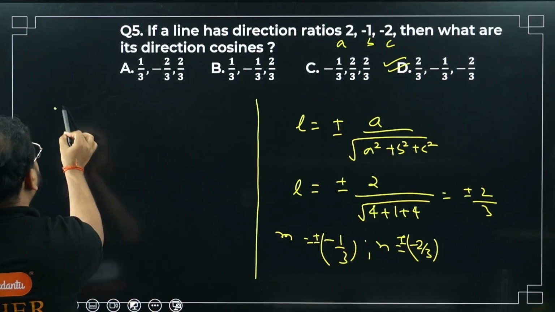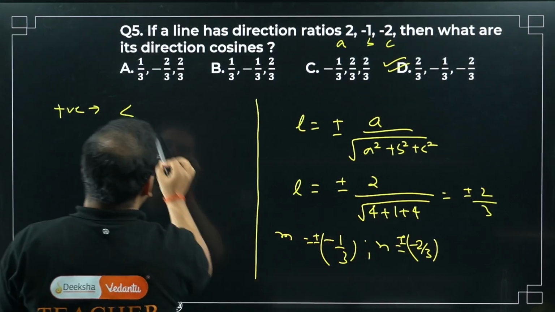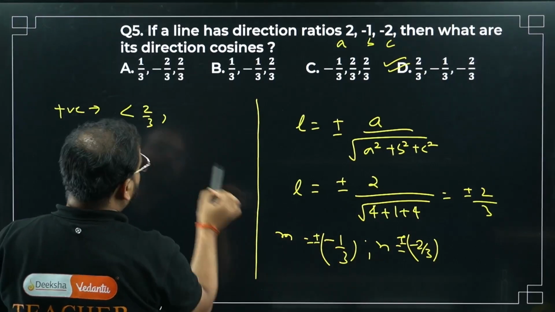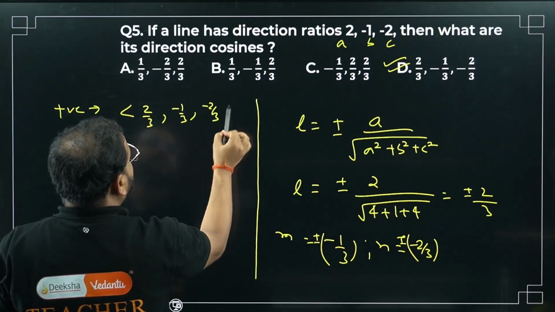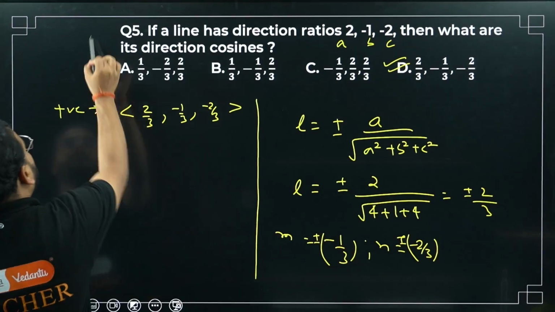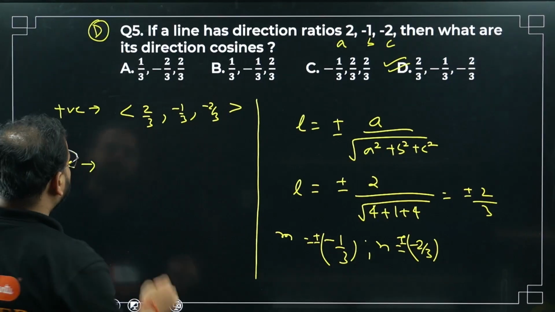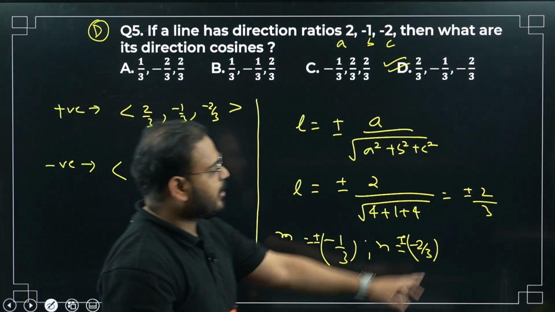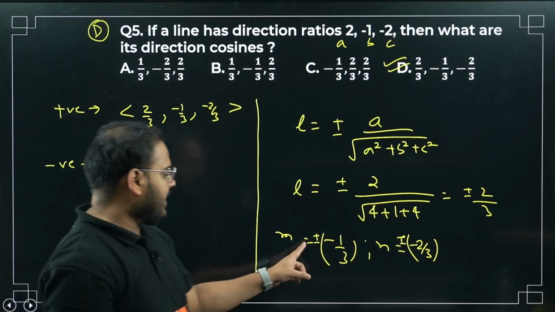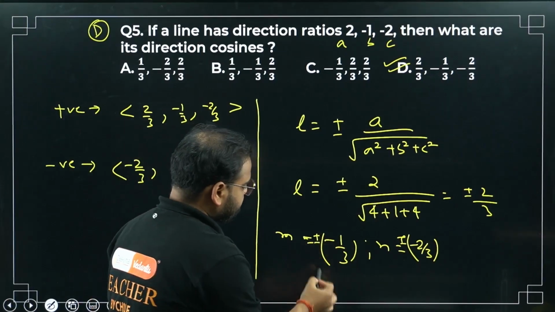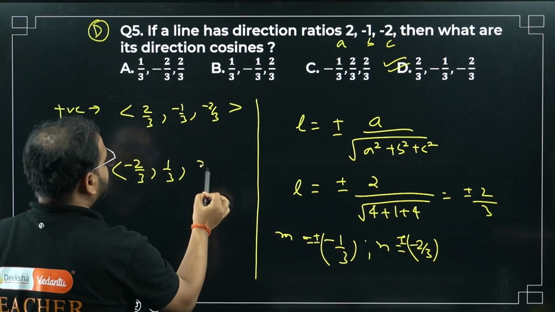If I'm taking only positive sign, I'll get 2 by 3, comma, minus 1 by 3, comma, minus 2 by 3. This is the correct option, which is option number D. But I can also take the negative sign, right? Both are the possibilities, remember? So I can write this as first one negative now, minus 2 by 3. What about the second one? Minus with minus will become plus, right? So plus 1 by 3, and the last one again plus 2 by 3.